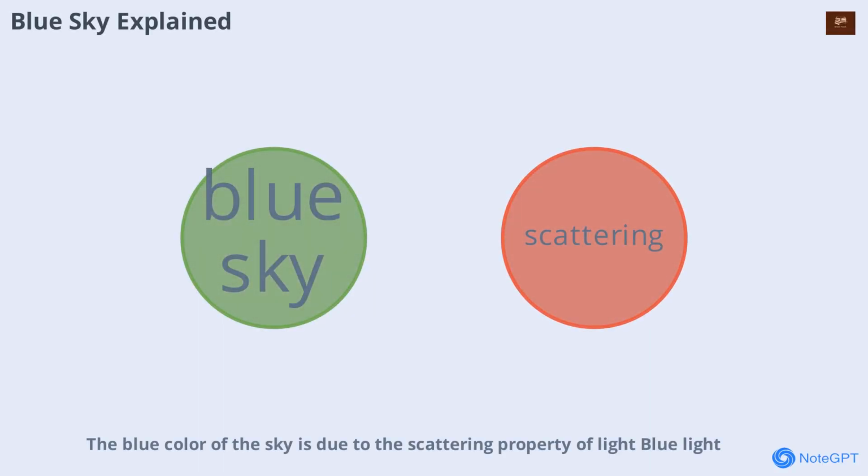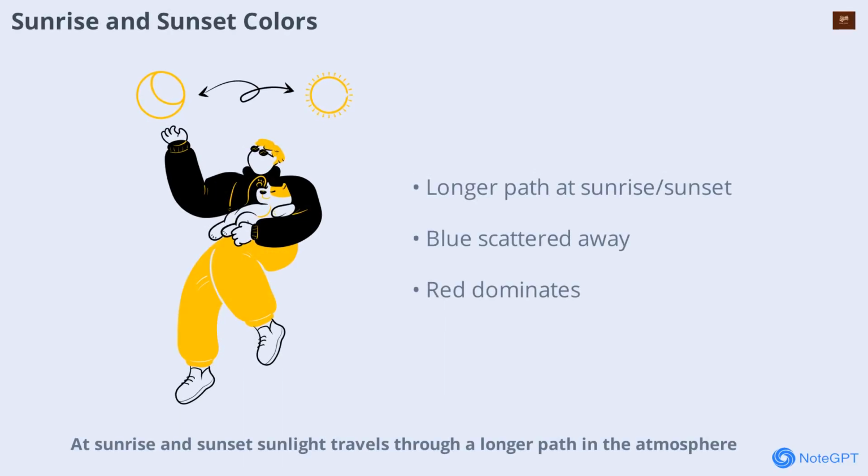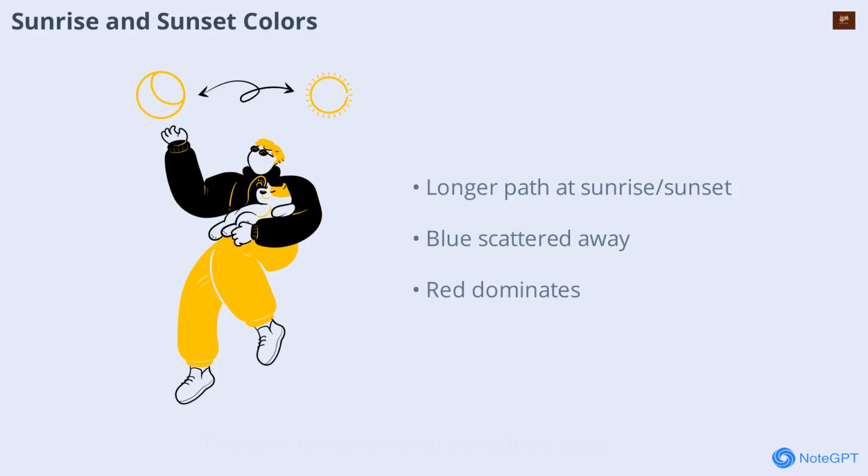Blue light, having a shorter wavelength, is scattered more by air molecules than red light. This scattered blue light reaches our eyes from all directions, making the sky appear blue. At sunrise and sunset, sunlight travels through a longer path in the atmosphere. Blue light is scattered away, leaving mostly red and orange hues to reach our eyes. That's why the sun looks red during these times.